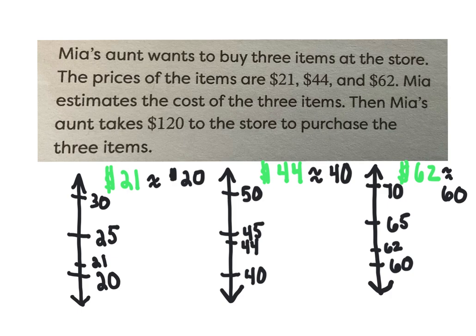So let's see if she has enough. So we've got 20 plus 40 is 60. 60 plus 60 is 120. So she does have enough.